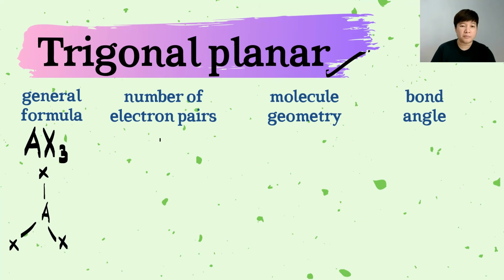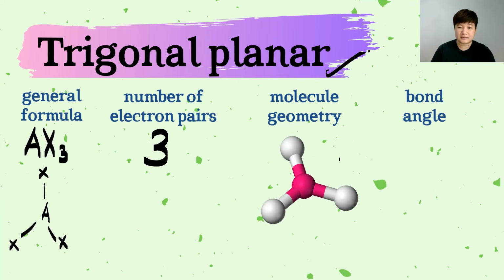The number of electron pairs over here will be 3. For trigonal planar, the number of electron pairs is 3. So your molecular geometry will look something like this. That is my A, that is my X, and if you look at it, it's a triangle on the plane because it's a trigonal planar, so it will be sitting on the plane.